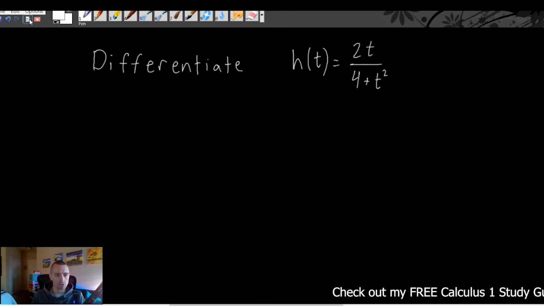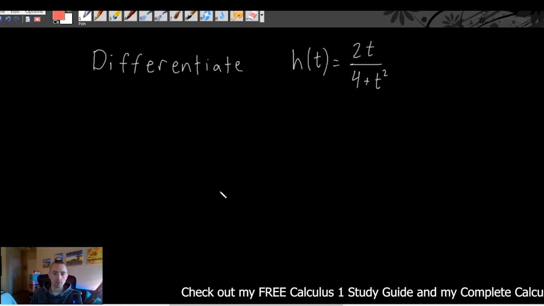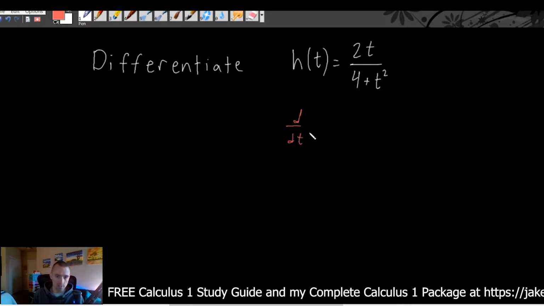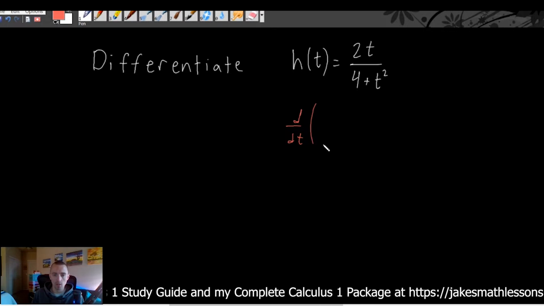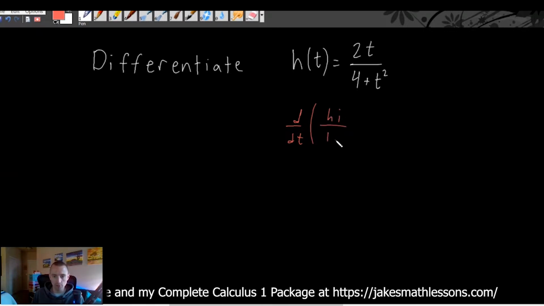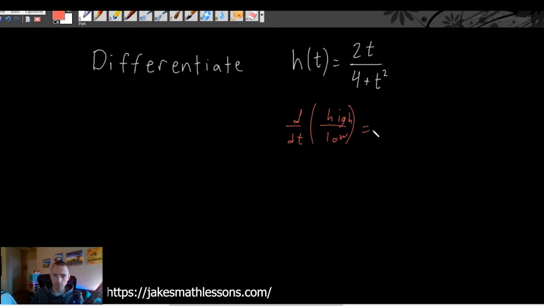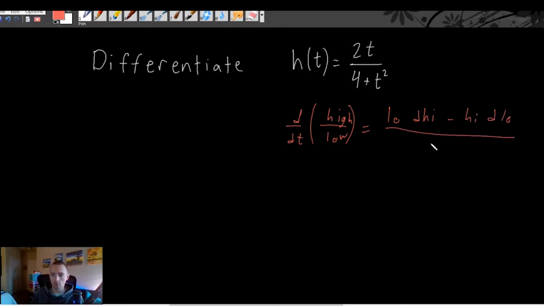I will go ahead and just jot down the formula, or at least the kind of shortcut formula that I like to use. So remember how you can remember it: the derivative with respect to t of the high part of our fraction over the low part of our fraction is low d high, minus high d low, all over low squared. Low d high minus high d low, all over low squared.